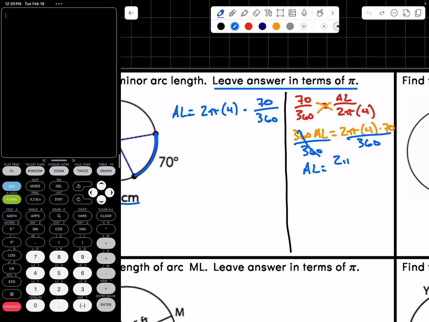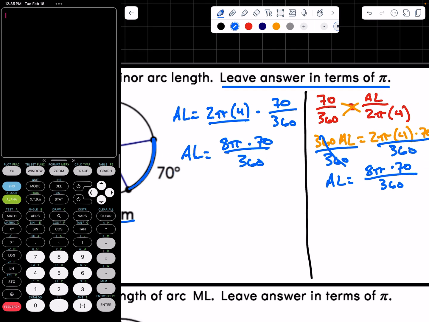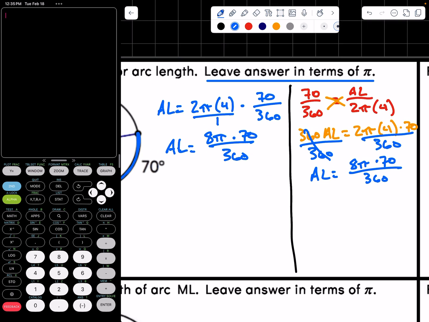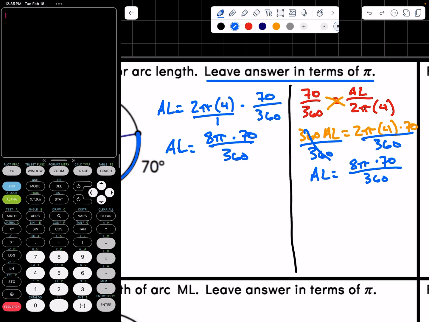I'm going to actually go on ahead and change that. 2 times 4 is 8. So 8 pi times 70 over 360. Okay. And this is actually the same. When we work this down over here, arc length equals 8 pi times 70 over 360, because this 2 pi times 4 is on the numerator. And so we're going to multiply across. So we actually end up being the same on both. So again, it doesn't really matter which one you choose as long as you're consistent with it.